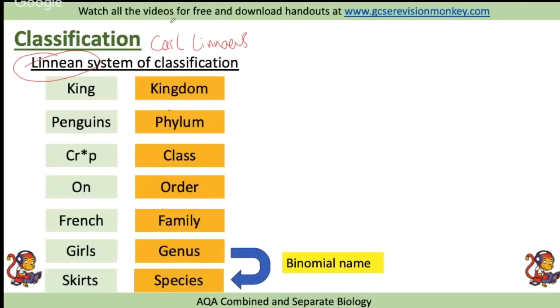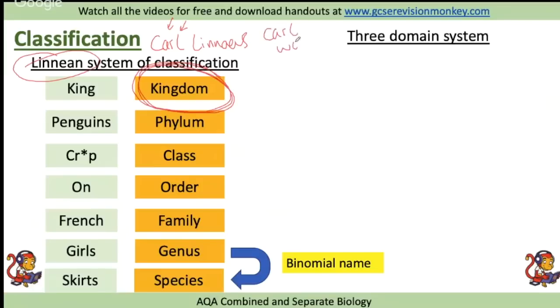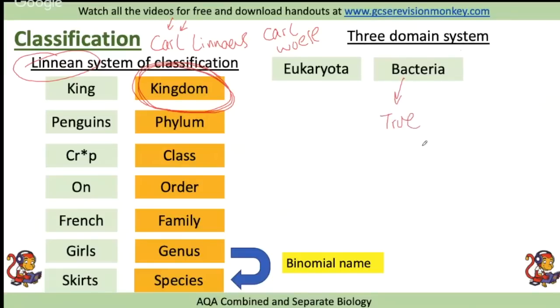However, another Carl came, it's one for the Carls this, another Carl came, and he said, I think there should be something above kingdom. So a guy called Carl Woese, this time, came up with the 3-domain system. So he said, above kingdom, we should have 3 domains called eukaryota, where all the eukaryotes are, so plants and animals. All the bacteria should be in a separate one. And this is your true bacteria, what you know as those kind of single-celled things. And then archaea is the 3rd domain.